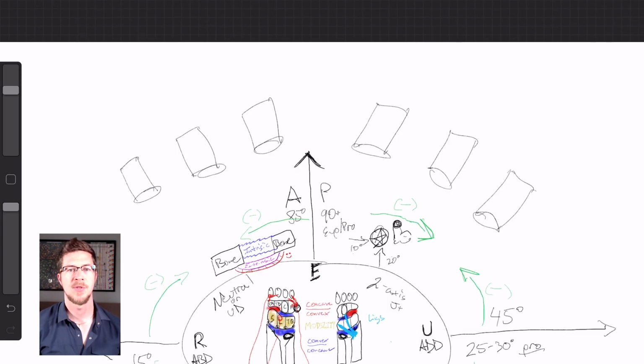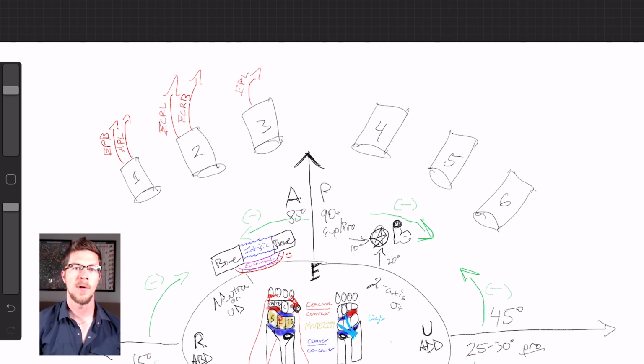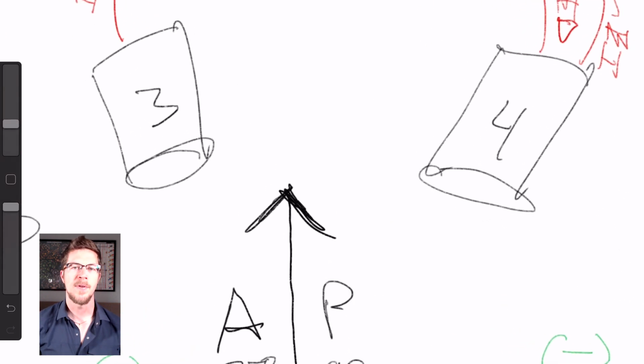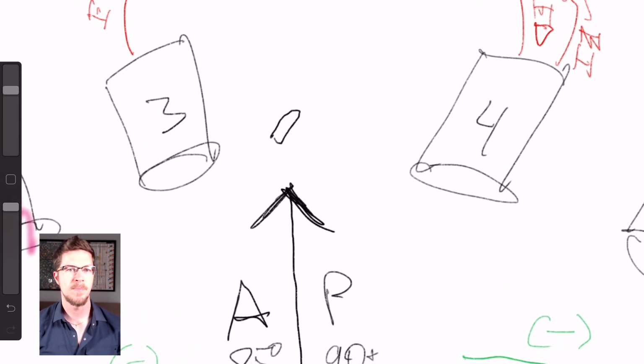Compartment 1, extensor pollicis brevis, abductor pollicis longus. 2, the extensor carpi radialis brevis, and the extensor carpi radialis longus. 3 is the extensor pollicis longus. 4, extensor digitorum, extensor indicis. 5, the extensor digiti minimi, and 6, the extensor carpi ulnaris. We'll be talking about pure wrist extension, and so the only muscles relevant in these compartments are ECRL, ECRB, and the ECU.